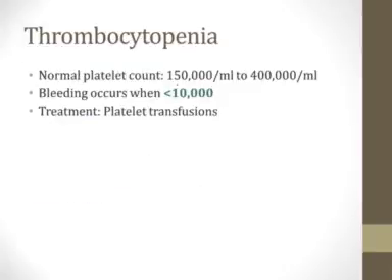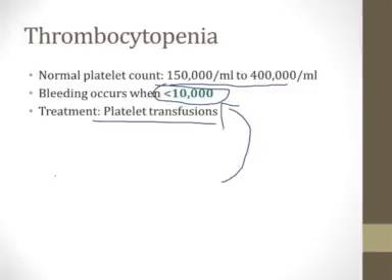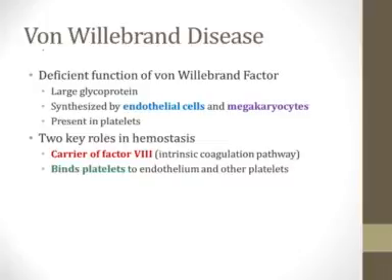So a normal platelet count is 150,000 to 400,000, and bleeding only occurs when the platelet level gets below 10,000, so it has to get very low for bleeding to occur. The treatment is platelet transfusions, and you'll mostly see this done on the oncology ward where patients have very low platelet counts from chemotherapy. The next disorder we're going to discuss is von Willebrand disease.